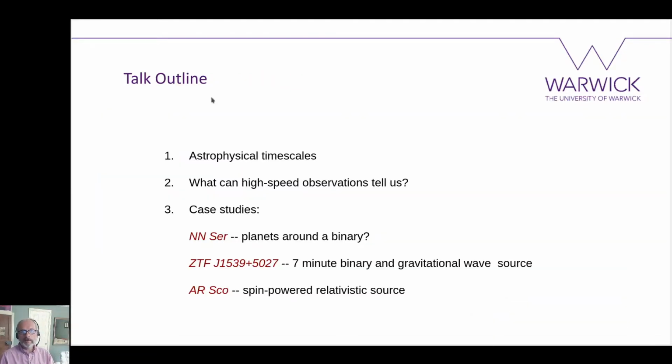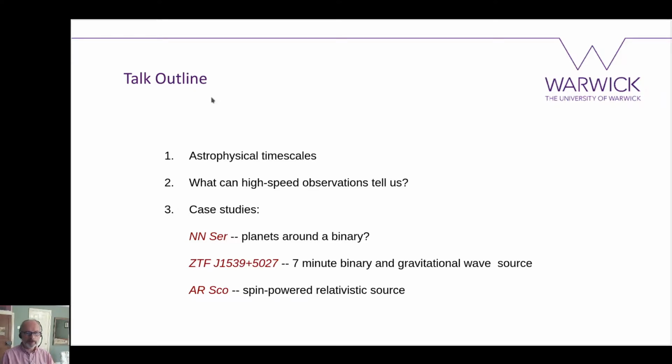So moving on, look at my talk outline here. I'm going to first talk about astrophysical timescales. What can high-speed observations actually tell us? Then, once I've gone through that, I'm going to look at a few case studies just to show you examples of how high-speed observations can be useful to understand particular objects.